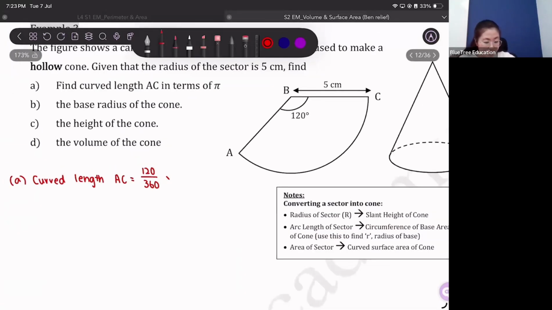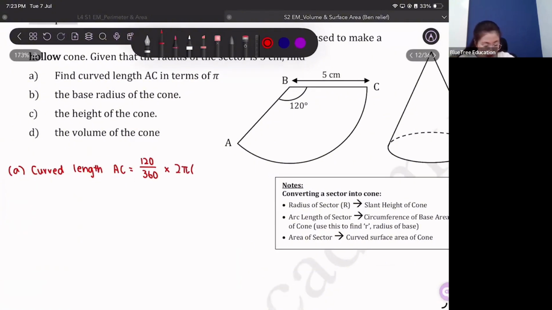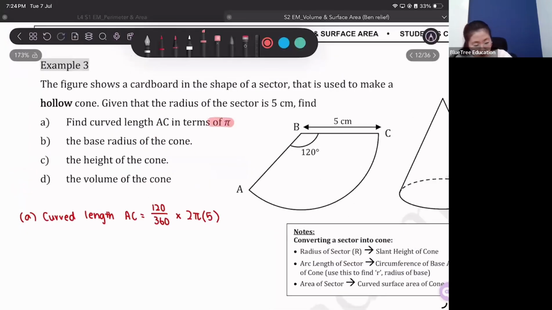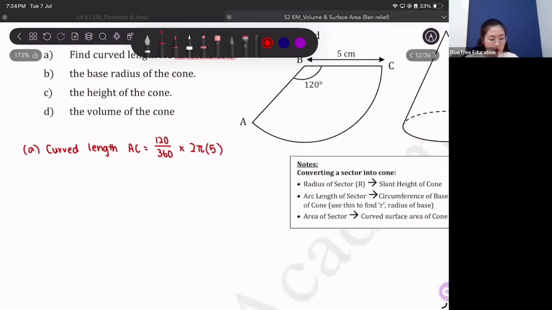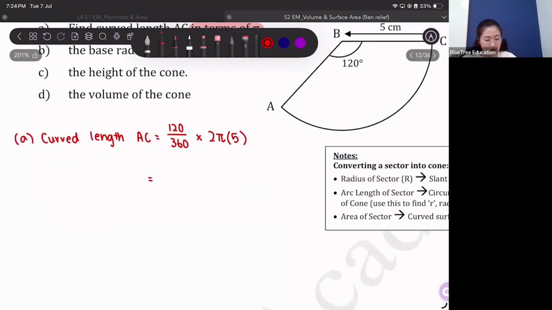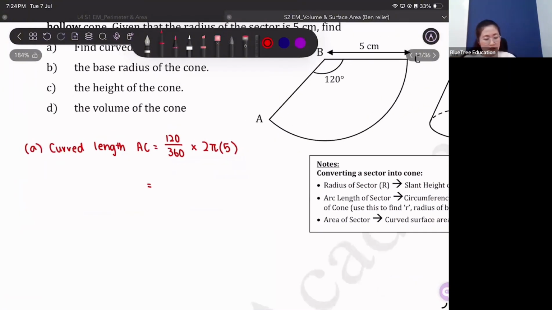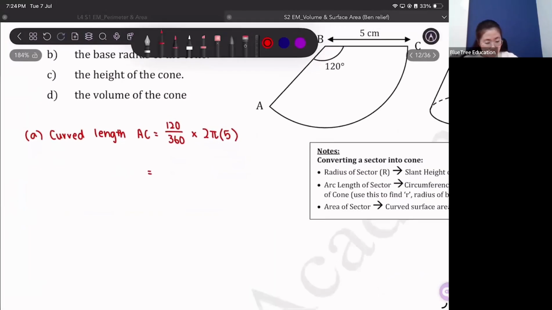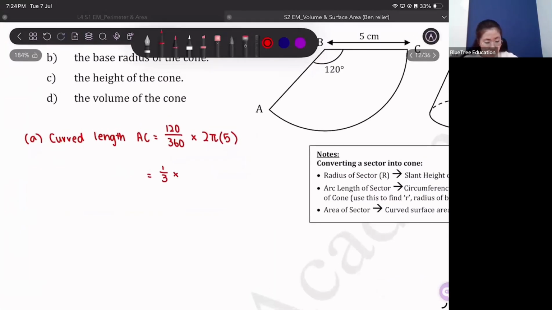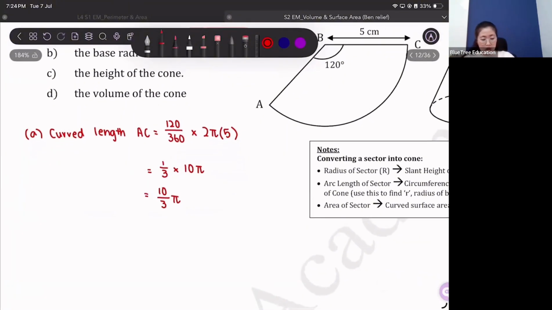And I want to find the circumference. So my circumference is 2 pi r, so 2 pi times my r, which is 5. The question told me to do it in terms of pi, so that's a good thing. I don't have to have a long number. 120 over 360 is equal to 1/3. So you end up with 1/3 times 2 pi times 5, which is 10 pi over 3. For this one you can leave it as an improper fraction, it's okay.